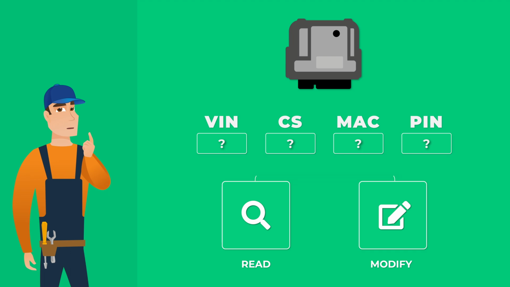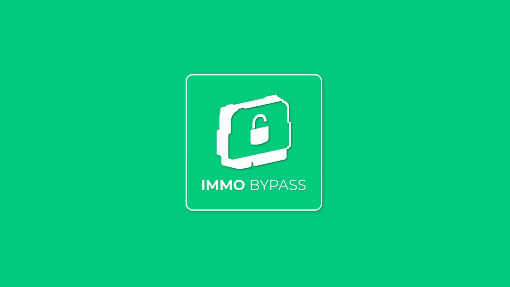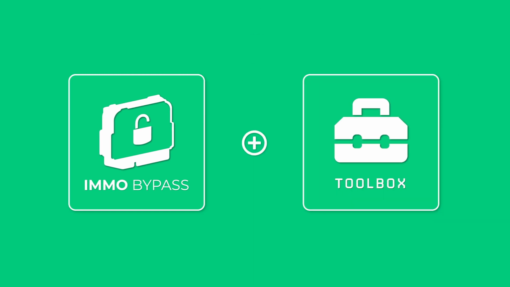Have you ever wondered what is the easiest way to read and modify VIN, CS, MAC, and PIN values of that ECU you're working on? Now you can do it with Immo Bypass, thanks to its new function, the Toolbox.